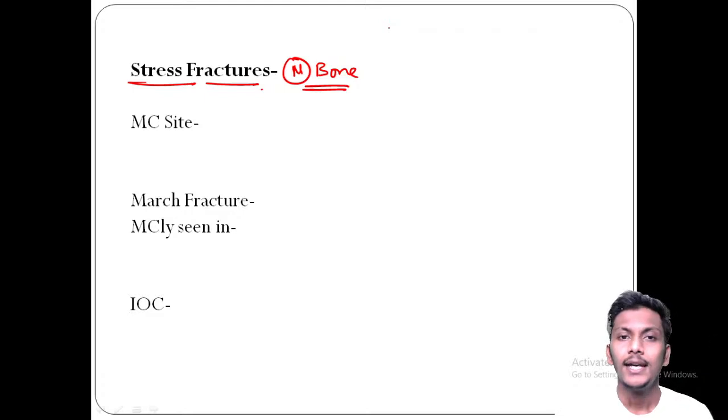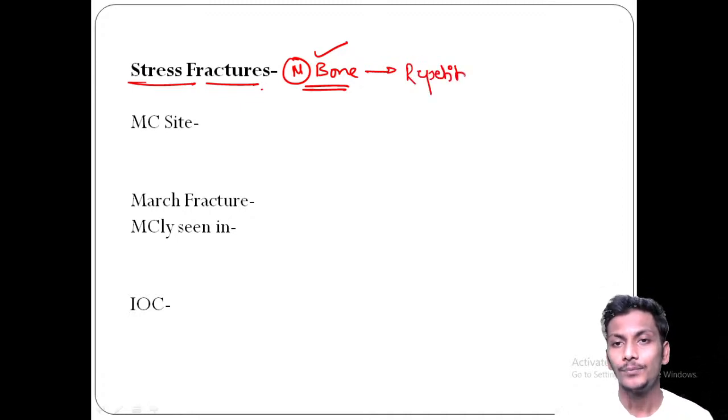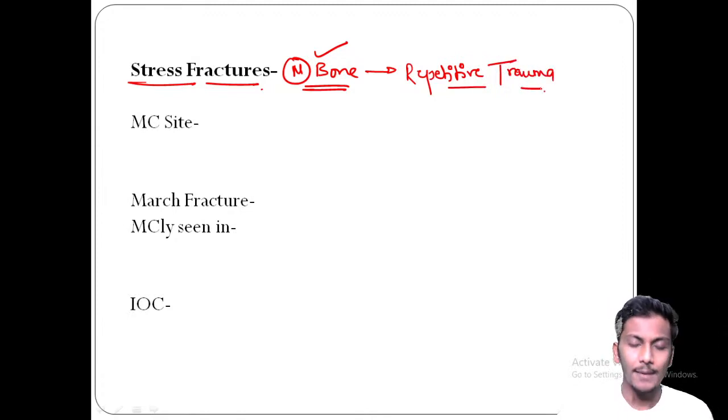But in this case, there is no pathology associated with the bone. There is a completely normal bone, but this normal bone is undergoing repetitive trauma. Again and again, stress is coming on this bone. So there is repetitive trauma, there is increased load on this bone, and that is leading to the stress fractures.